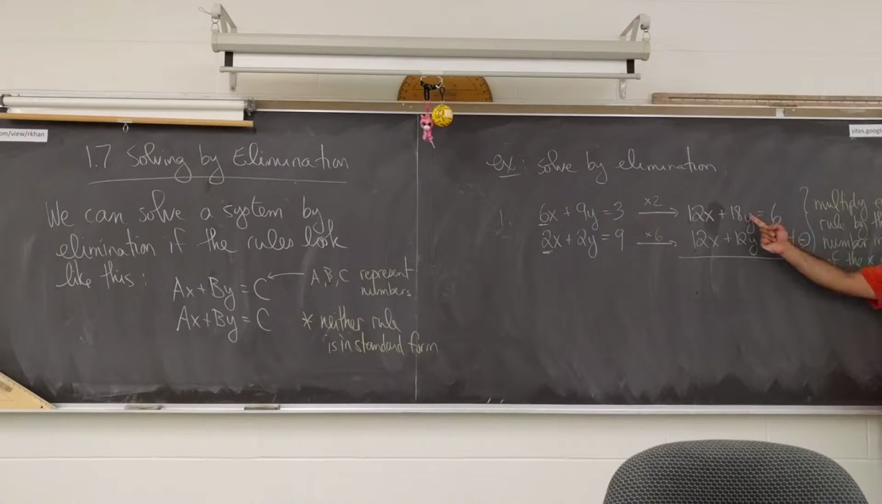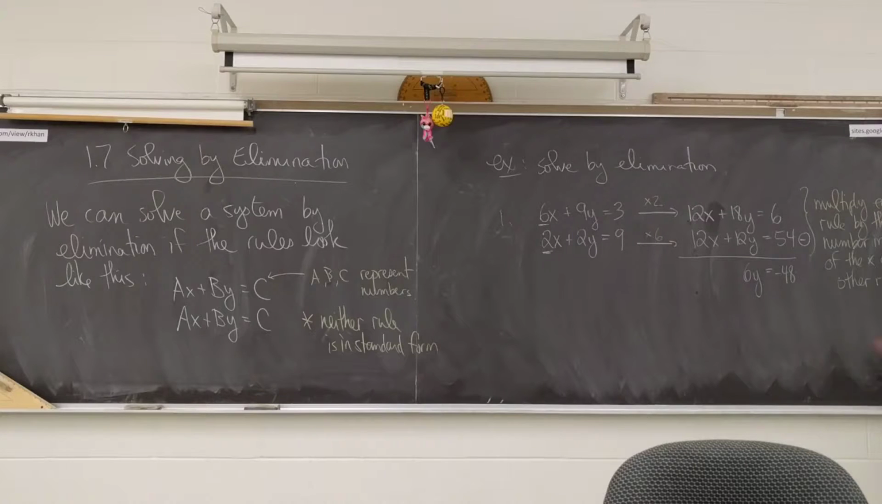18y minus 12y is 6y. Look at the equal sign, everything's staying lined up. 6 minus 54, you want to have that? Negative 40. Negative 48.